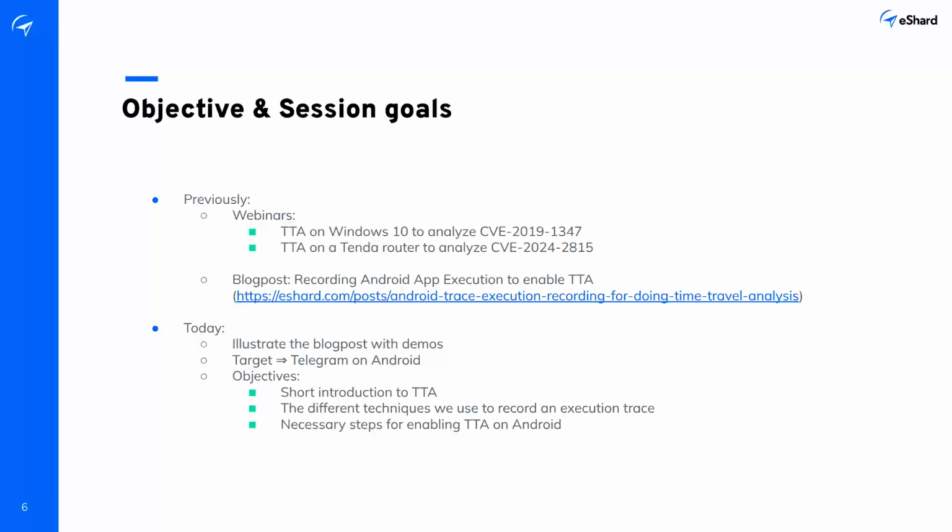And in the meantime, I wrote a blog post to start talking about how we can also perform TTA on the Android platform. So today, I would like to illustrate what I've been talking about with actual demos. And the idea is not to present a specific vulnerability. It is rather for showing what it takes to record an execution trace that can then be analyzed by means of a tool that enables TTA.